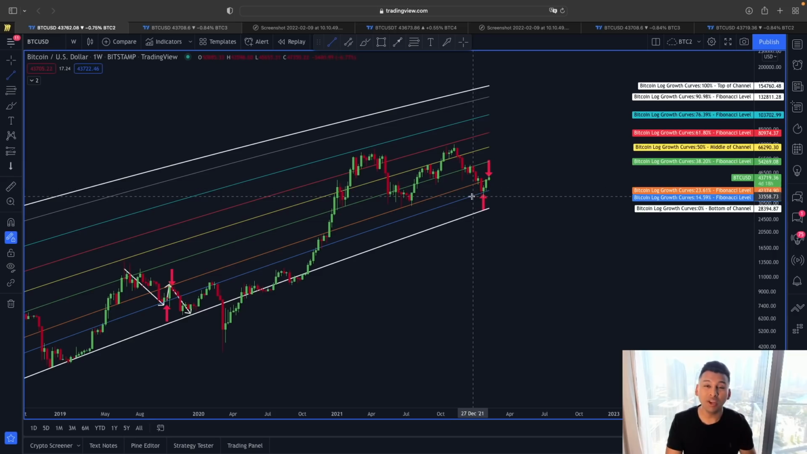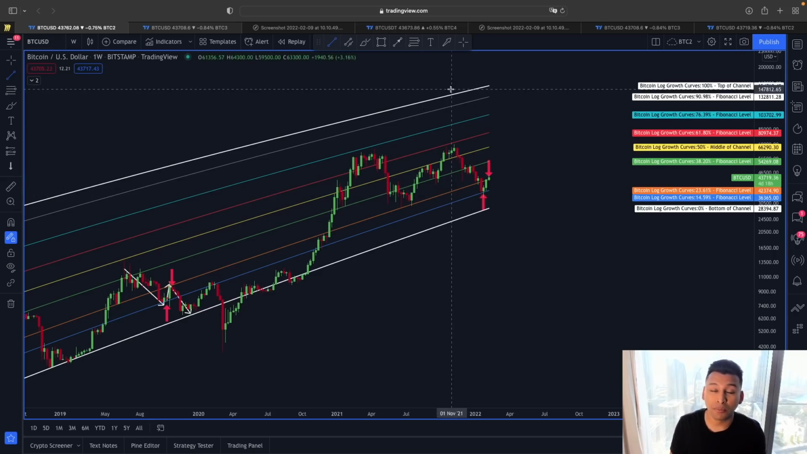And not just in the weekly time frame, guys, I also want to talk about this in the daily time frame. Let me show you this chart.